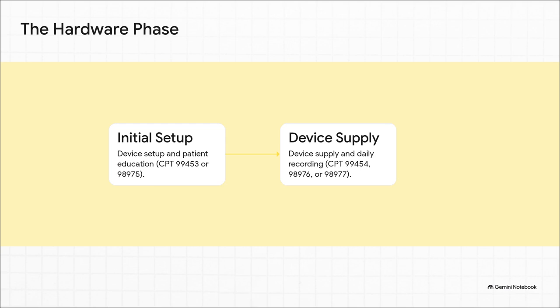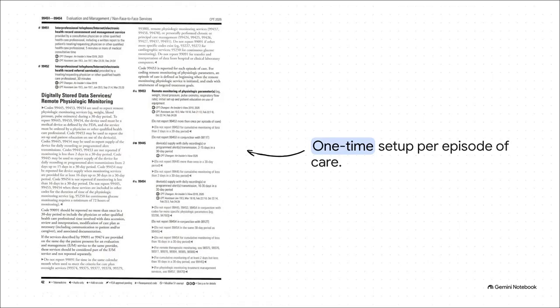Then we hit Step 2, the actual device supply and daily recording code. For RPM, that's CPT 99454. For RTM, it's 98976 for respiratory data or 98977 for musculoskeletal data. So the workflow is, you bill a one-time setup code first, followed by the monthly device supply code for the daily recordings.